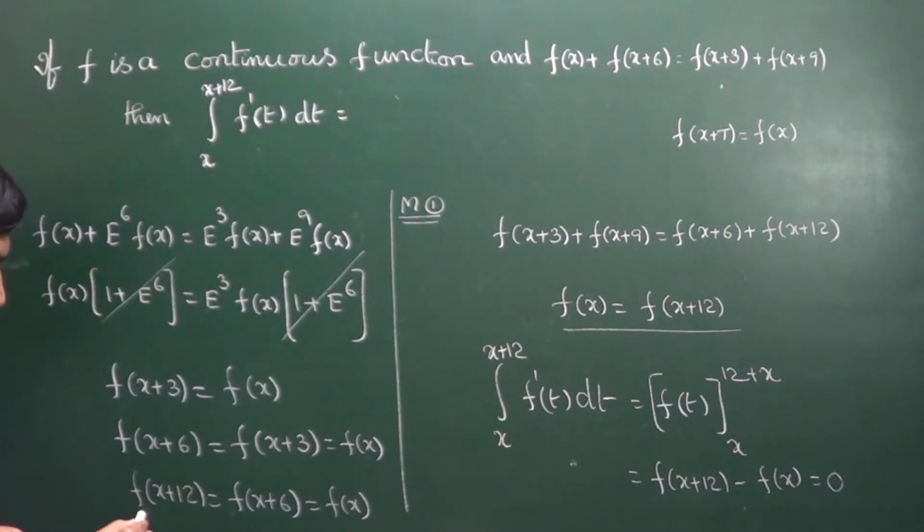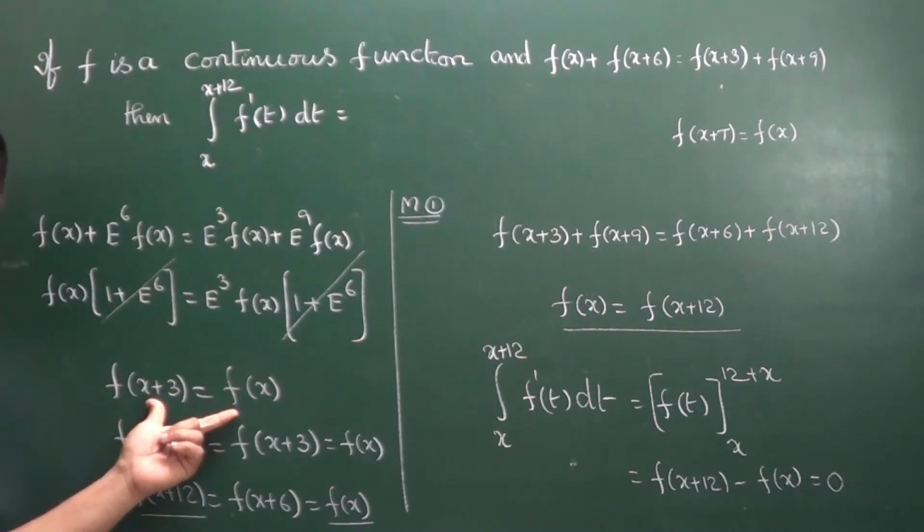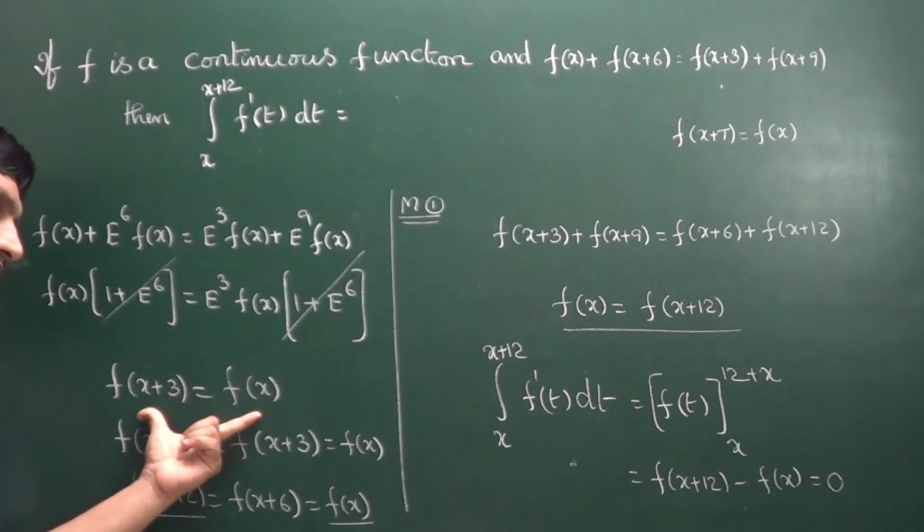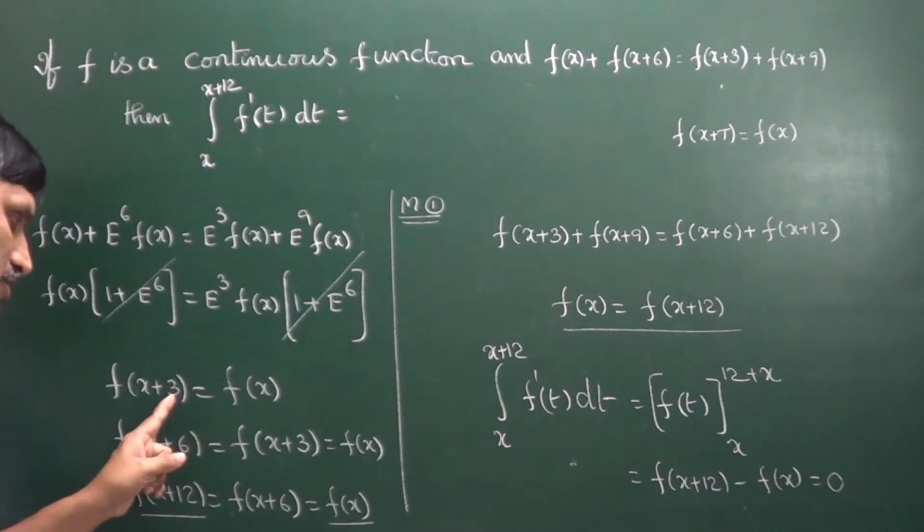So that's why the same information we got, f of x plus 12 is equal to f of x. Or otherwise, after getting this step, f of x plus t is equal to f of x we got. We can say the function is a periodic function with a period 3.